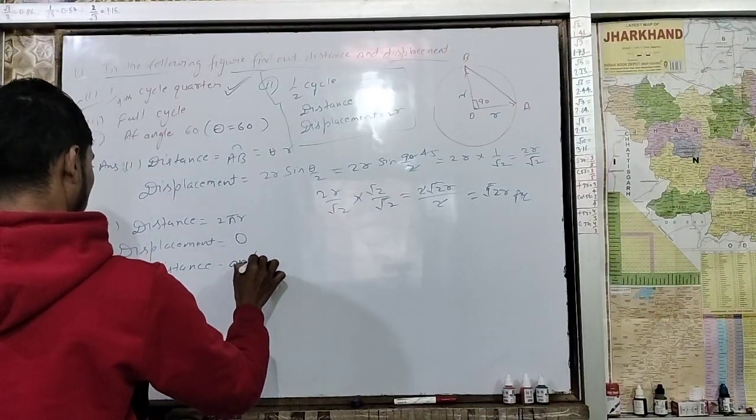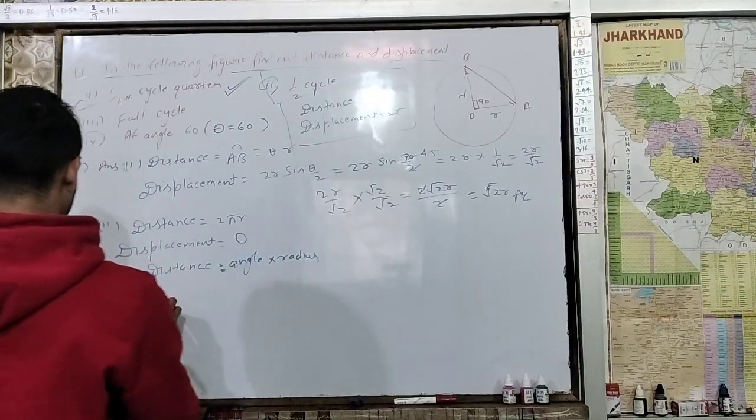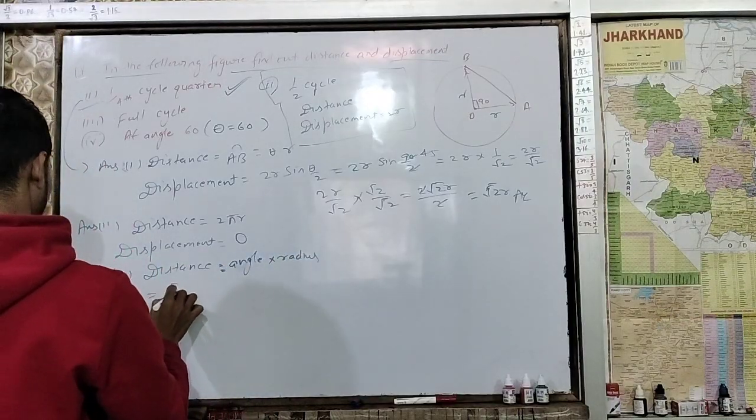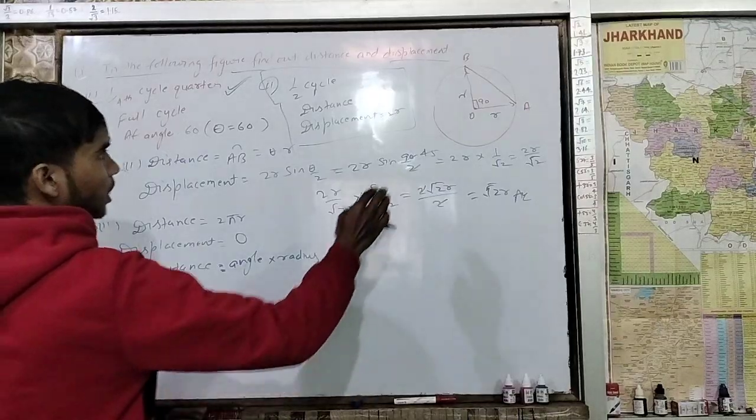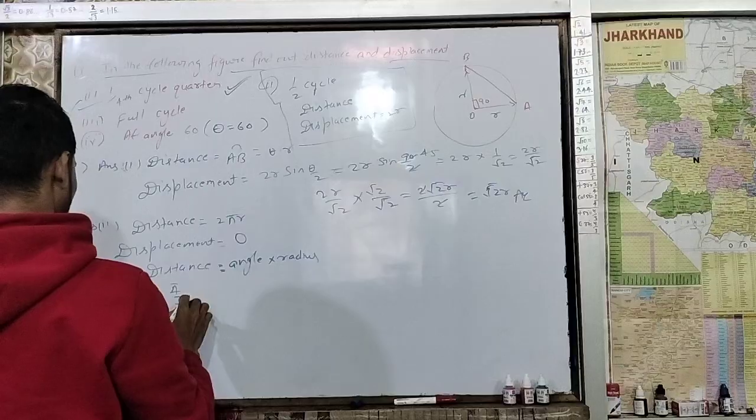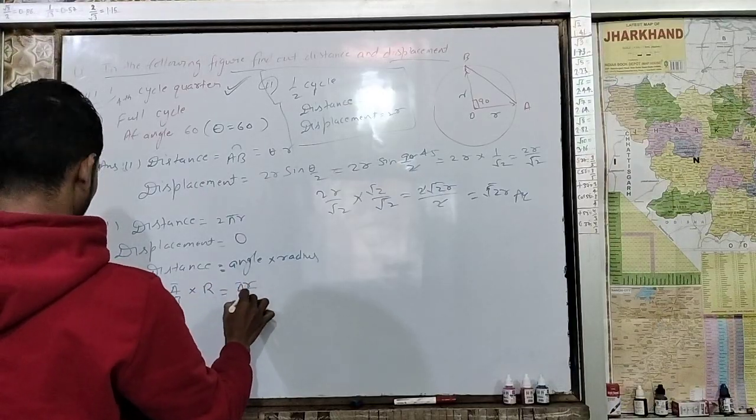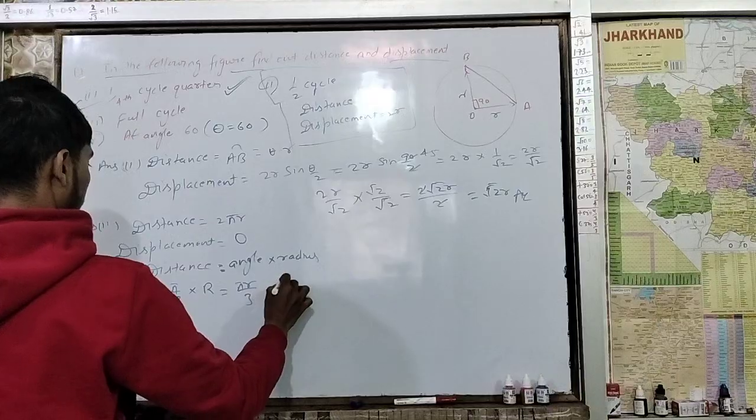Angle into radius. So the angle is pi upon 3. We just converted this degree into radian. Pi upon 3 into r, which is pi r upon 3. This is our distance.